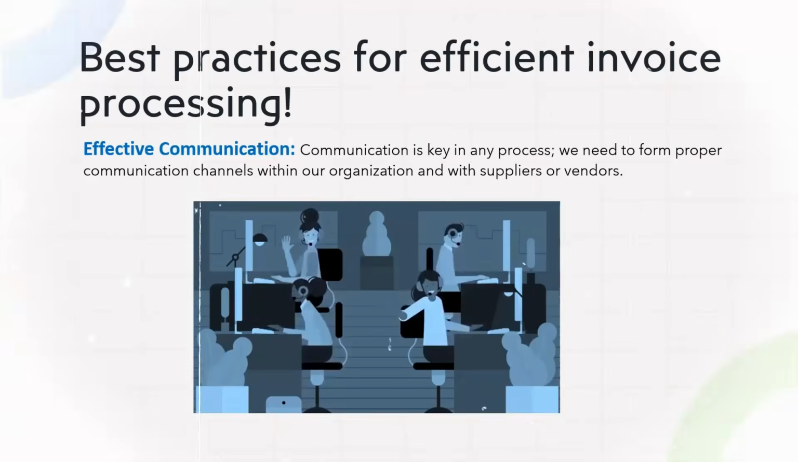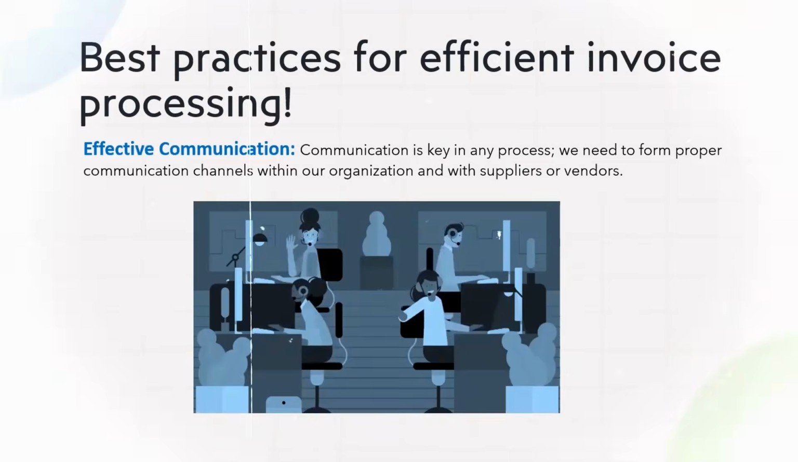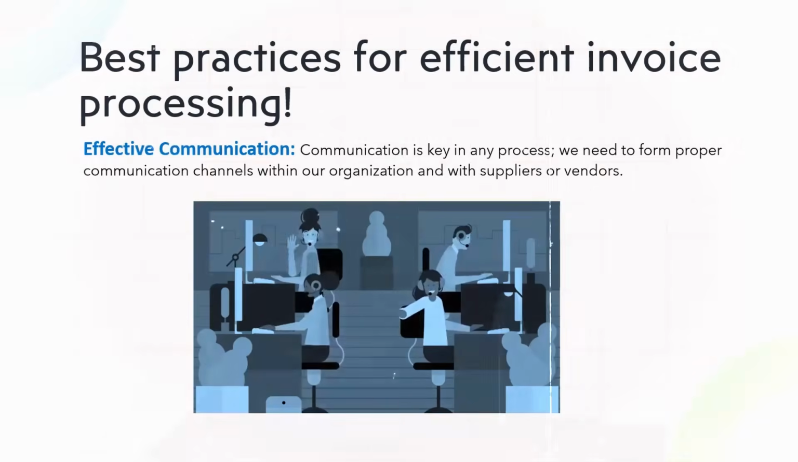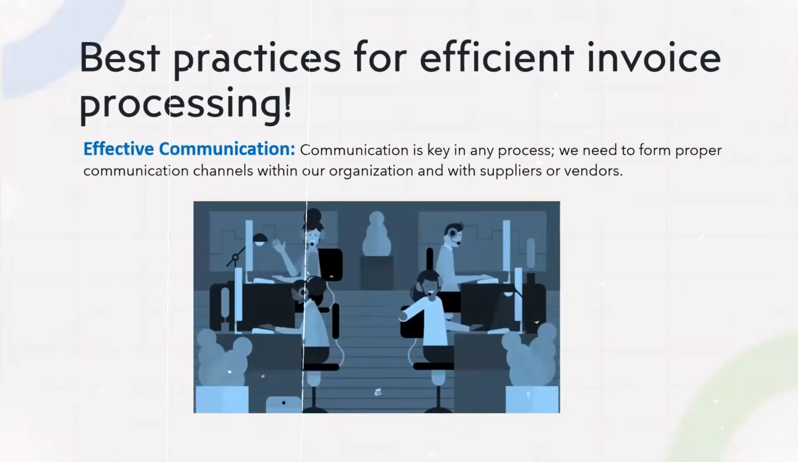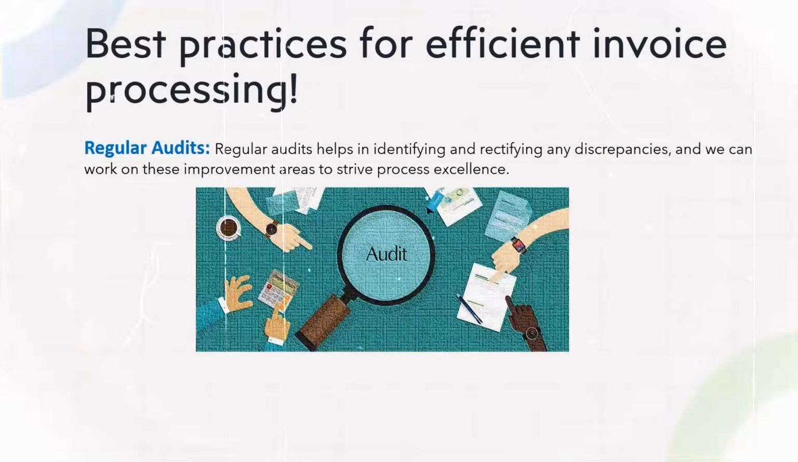Companies need to form proper communication channels within the organization and with their suppliers or vendors so that if they find any discrepancy in the verification process, they can communicate effectively and try to resolve the issue as soon as possible so that invoices don't get stuck in the invoice processing process. And lastly, regular audits can also help in identifying and rectifying any discrepancies. With the help of audits, we can identify improvement areas in our process and strive for process excellence.